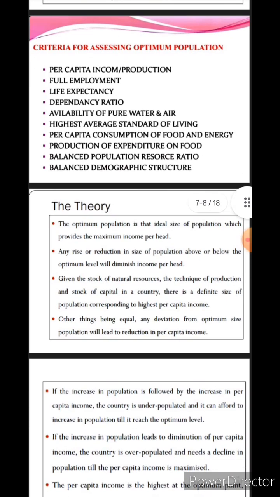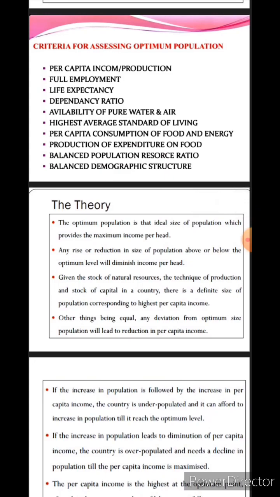And if the increase in population leads to a diminution of per capita income, if the increase in population is higher than the growth of per capita income, the country is overpopulated and needs to decline in population till the per capita income is maximized, when it reaches the optimum population level.